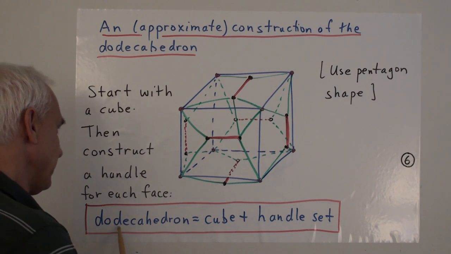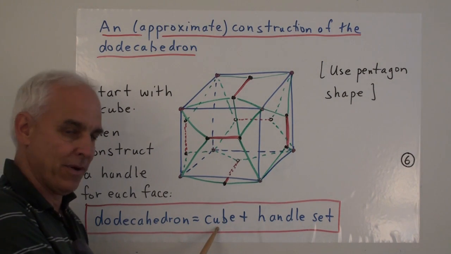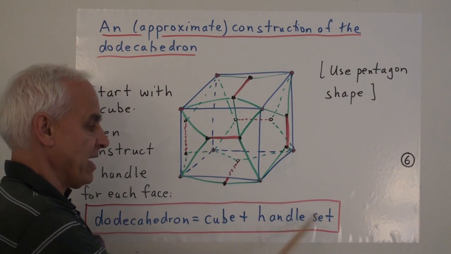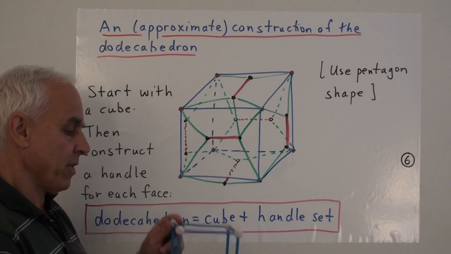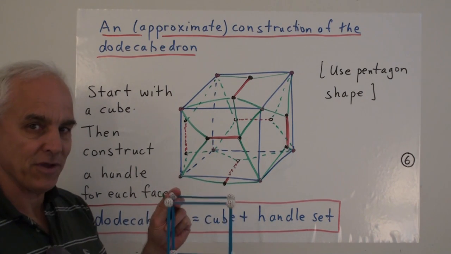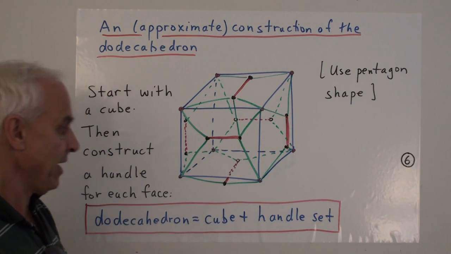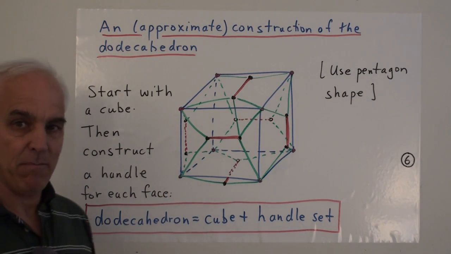So we could say that the dodecahedron is composed of the cube plus its associated handle set. We're getting 8 vertices for the cube and another 12 for the associated handle set. It's kind of a decomposition of the dodecahedron. That might be useful if you actually have to make one.